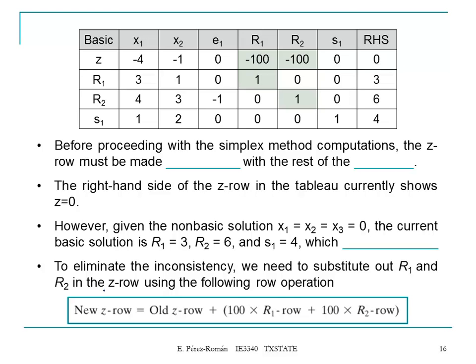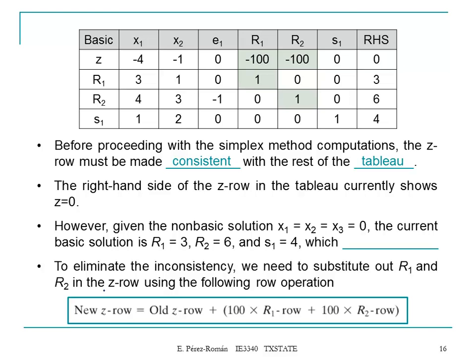Okay, so this is the same tableau. We still have those numbers here, and we have R1, R2, S1. We want to make these two basic variables. So before proceeding with the simplex method computation, the Z row must be made consistent with the rest of the tableau. And when I say that, we have to make these two numbers 0.